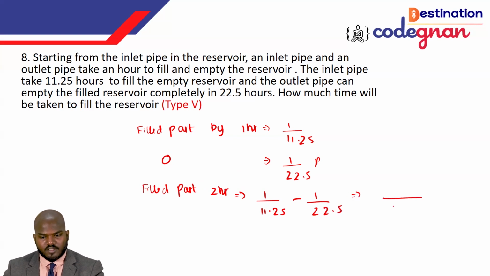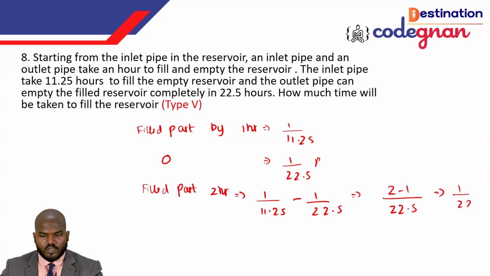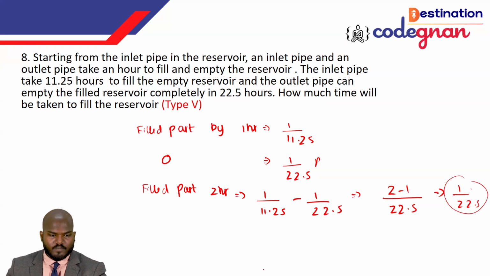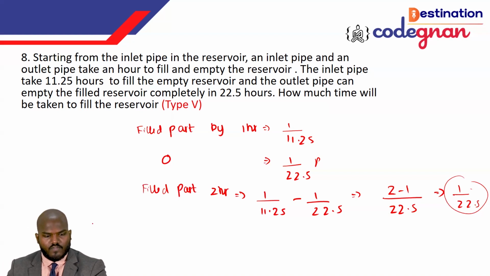If you see this one, the LCM will definitely give you the value 22.5 because it is a multiple of the same thing. So that is 2 minus 1, we can call it, that's a value. That is 1 by 22.5, we can say this way. The filled part in the 2 hours is 1 by 22.5. Then you need to check the prediction. If you take 21 hours, that is 21 by 22.5 part will be finished.